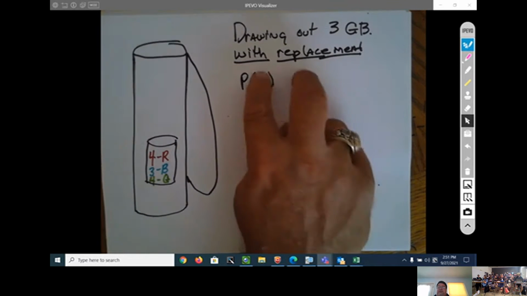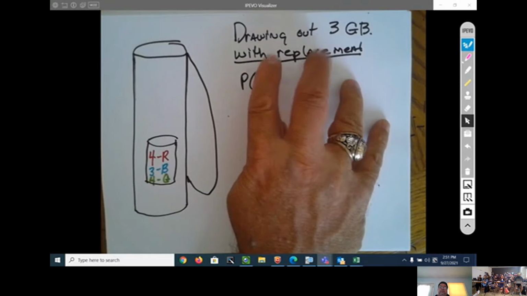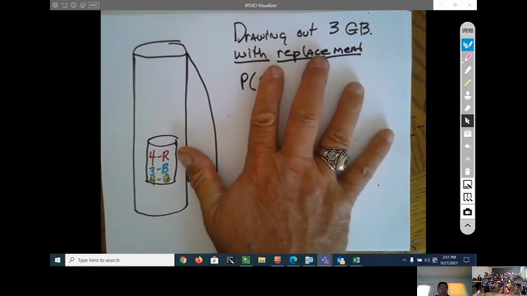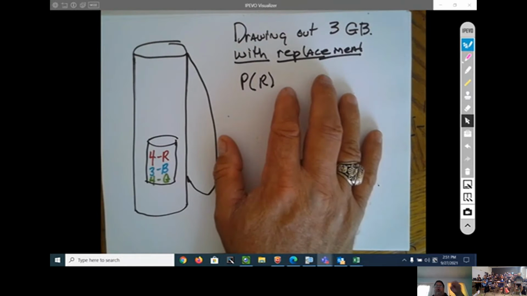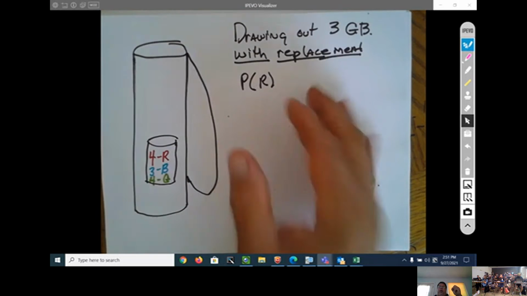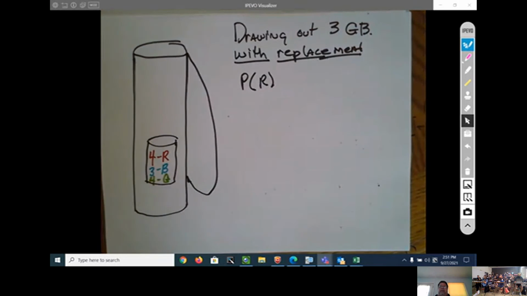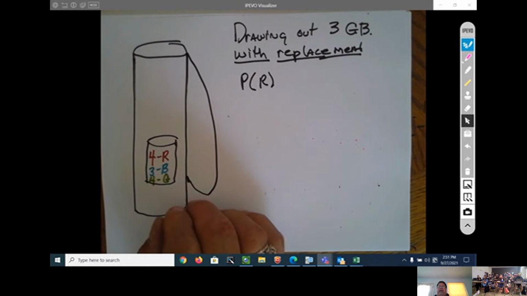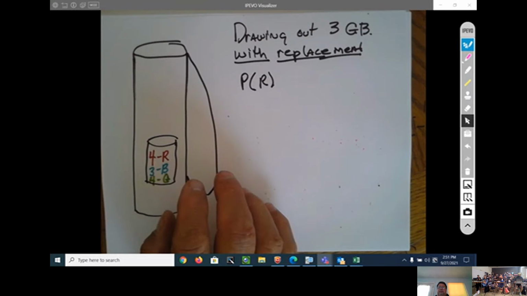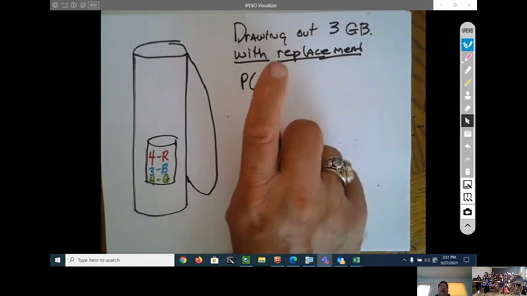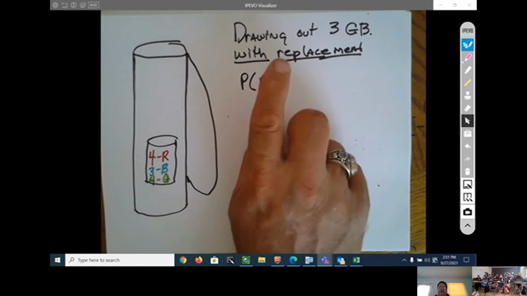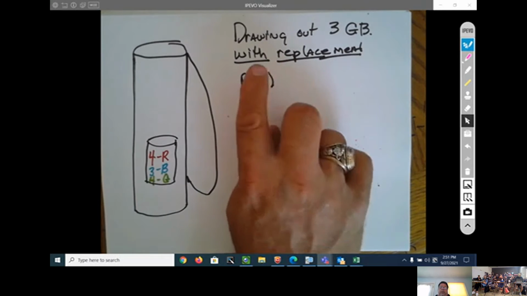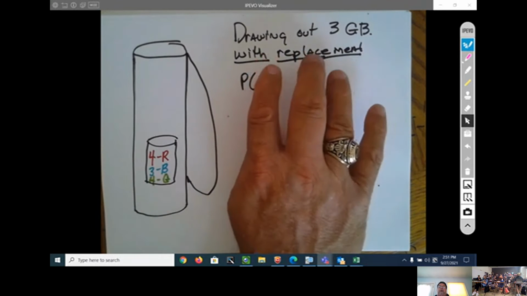Okay, somebody tell me what with replacement means. With replacement means you put it back. That means that you pull a golf ball out of the bag, you write down the color, and you put it back in the bag. When you put it back in the bag, do you change the math behind the golf balls? No, and that's what independent means. You do not change the future outcomes. That's why with replacement is called independent.